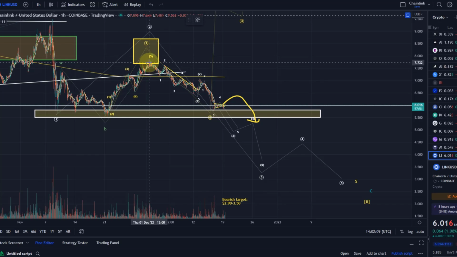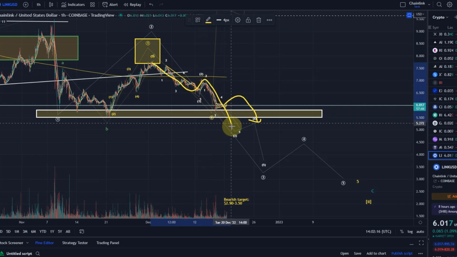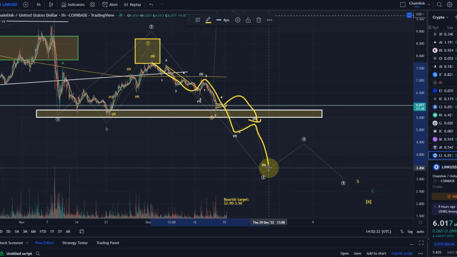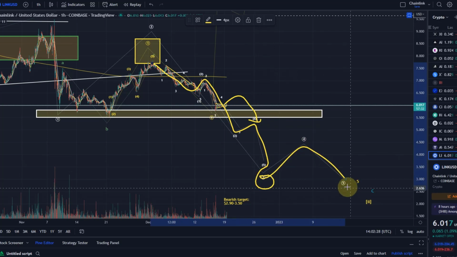So in the bearish count, we assume we've done a wave 1 down. We've done a wave 2 to the upside. We are currently in a wave 3 to the downside. That could take us into the $5 region. There should be a wave 4 to the upside and a wave 5 down of a higher degree wave 3. Then there should be a wave 4 and a wave 5, and we could really end in the $3 region.